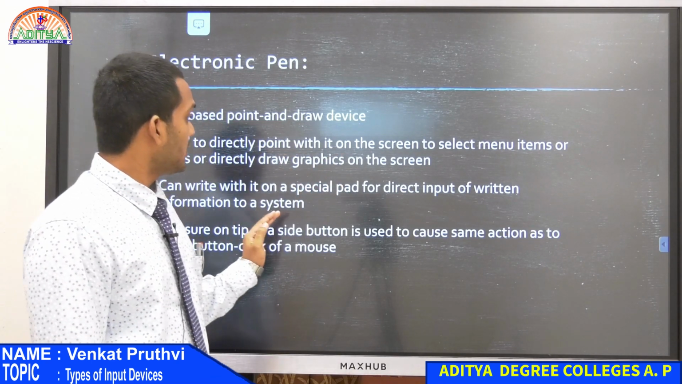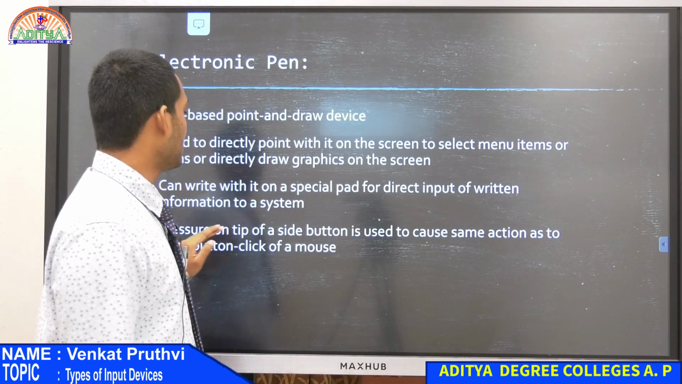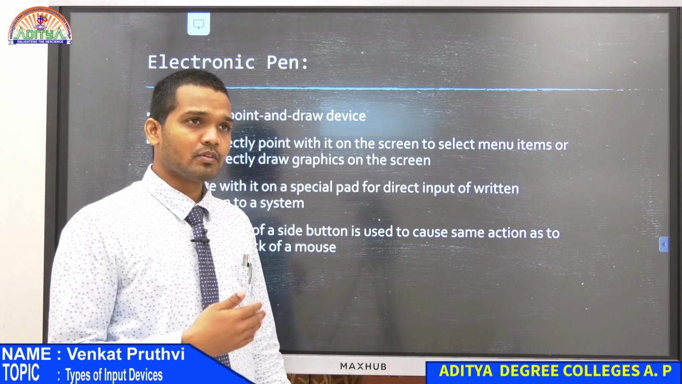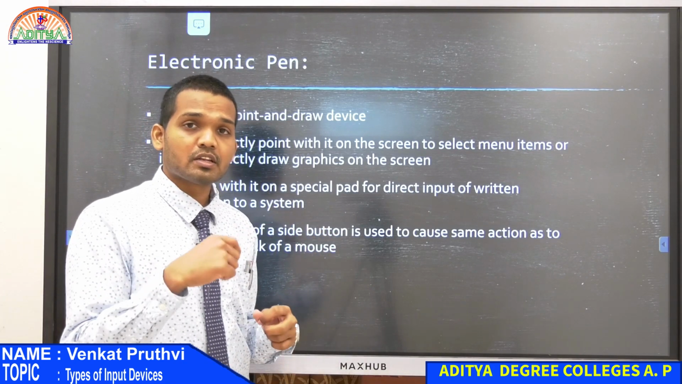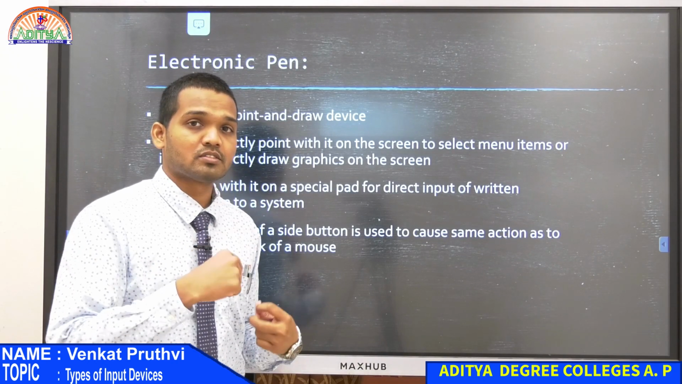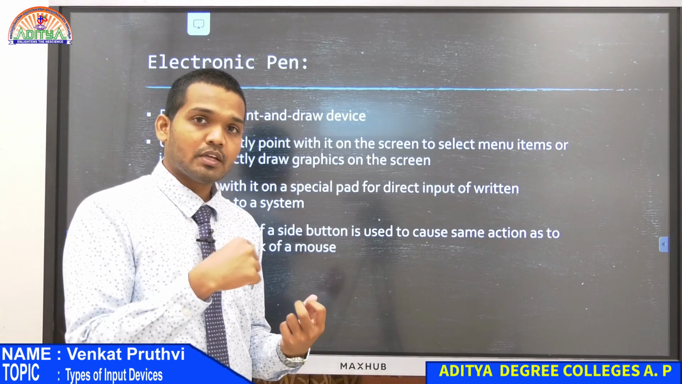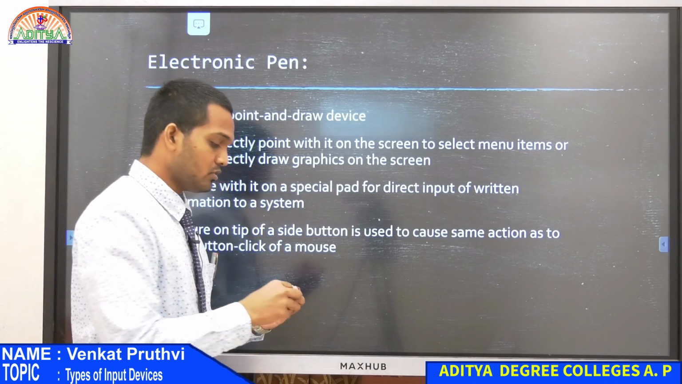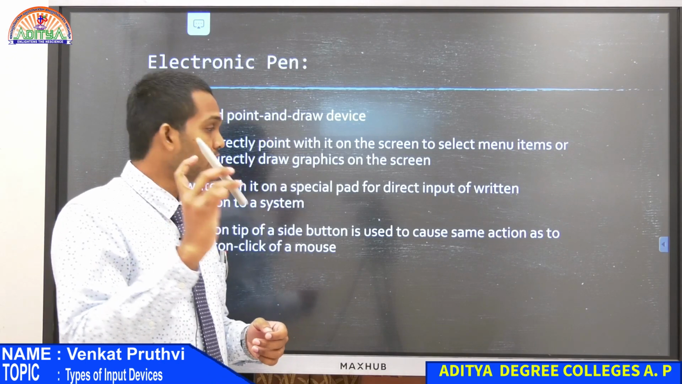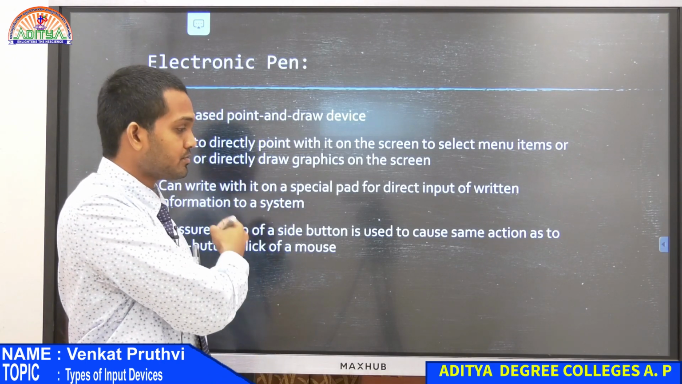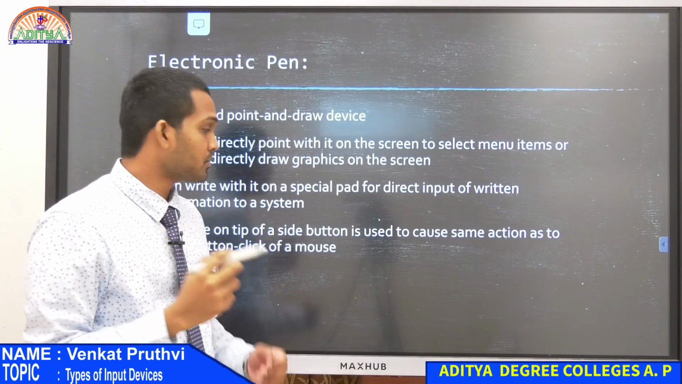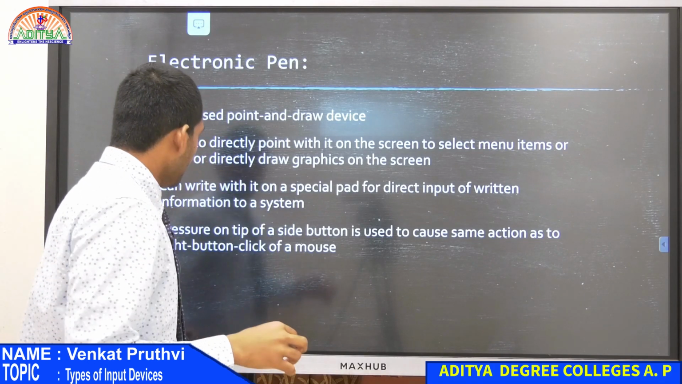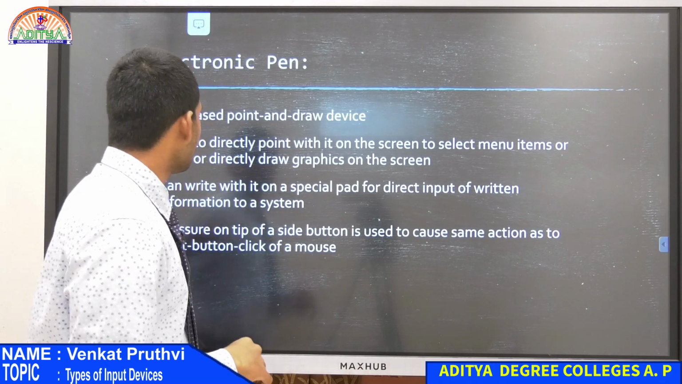You can also write with it on a special pad for direct input of written information to a system. Most of us might have used this technology, where we have digital writing pads. If you use the pen or the stylus that is provided, when you write on it, it takes it and writes. Also, we have a stylus here, I forgot to show you. This can be considered as a stylus, where we were having classes with the Microsoft whiteboard, where we are able to write with this. But this is not an electronic one, this is just a normal stylus. Electronic pens, I'll explain how they work.